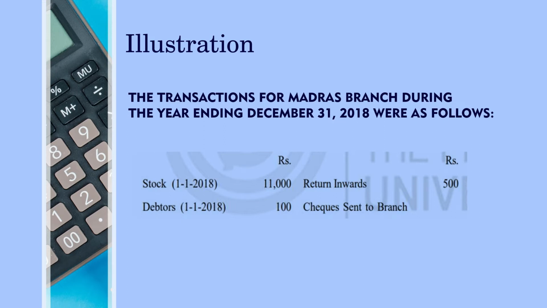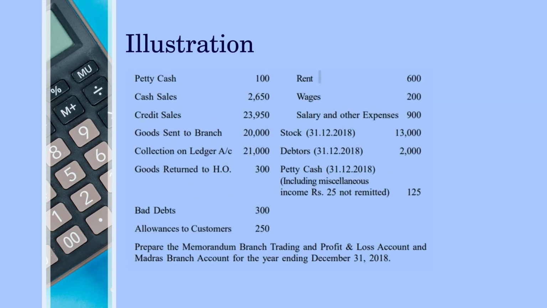Opening stock is given as 11,000, opening debtors 100, return inwards 500, petty cash 100, cash sales 2,650, credit sales 23,950, goods sent to branch 20,000, collection on ledger account 21,000, goods returned to head office 300, bad debts 300, allowances to customers 250, rent paid 600, wages 200, salary and other expenses 900, closing stock 13,000, closing debtors 2,000, and petty cash closing balance 125, including miscellaneous income of rupees 25, which is not remitted to the head office.